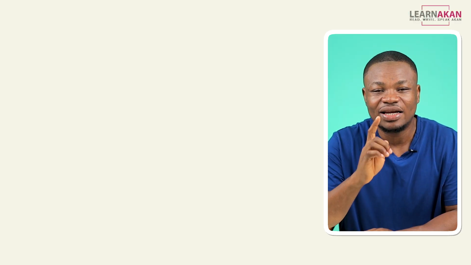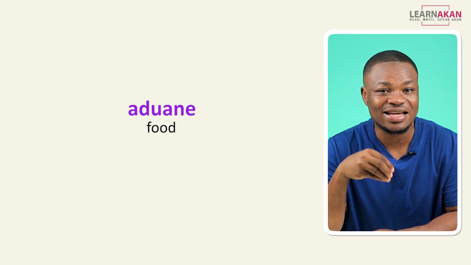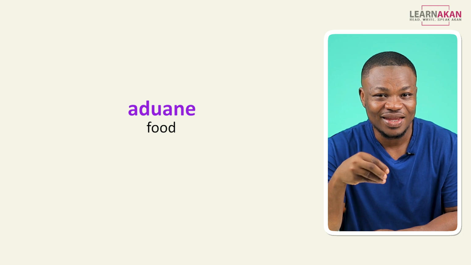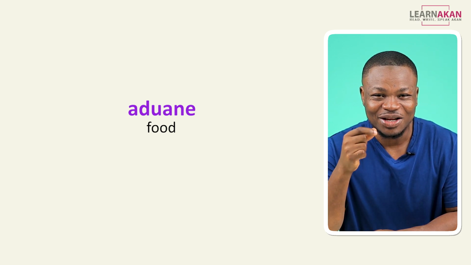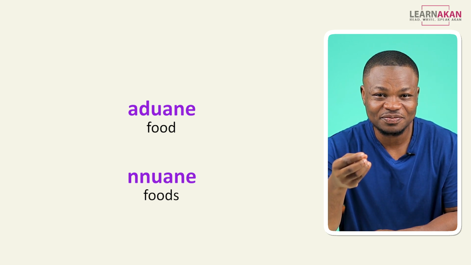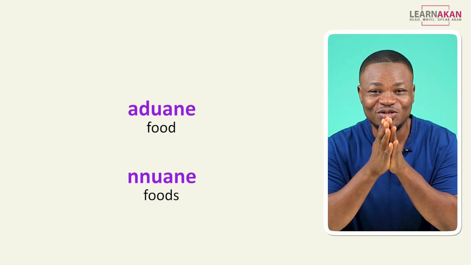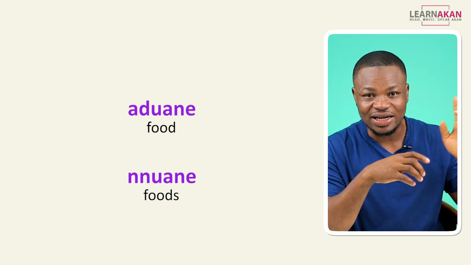And in today's lesson, we are learning the Twi names of some food items. Let's start with food itself. So food in Twi is aduane. The plural foods is nnuane. So if you took our lessons in the plural noun formation series, I'll leave a link up here.